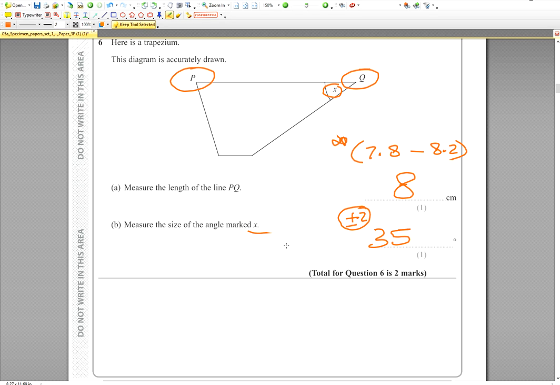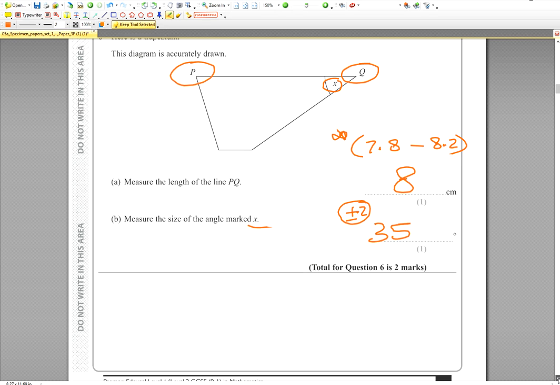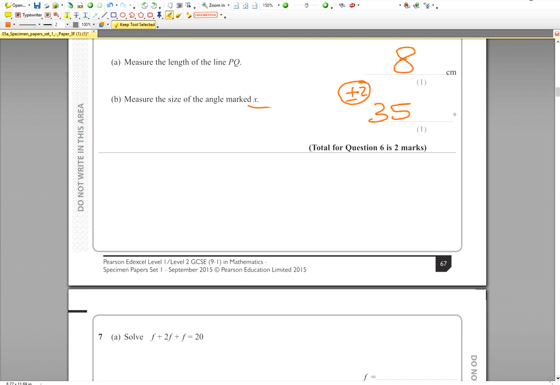Yeah, because you used it the wrong way around. Because you have two scales on your protractor and you didn't know which one to use. Use the one that starts from 0 going upwards. That's how you know which one to use. Don't start from the 180. No, don't start on the 180.